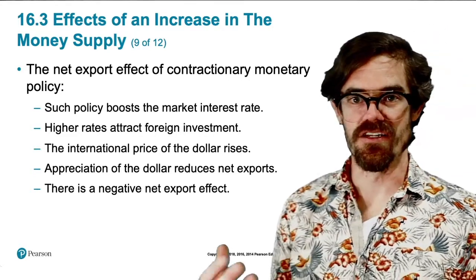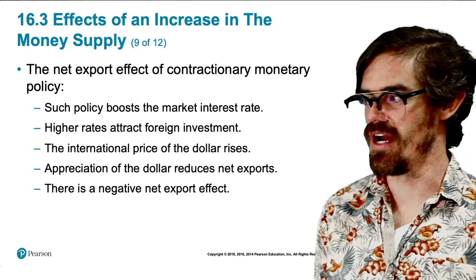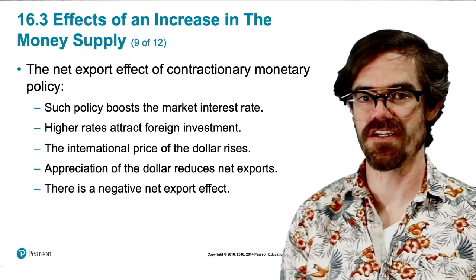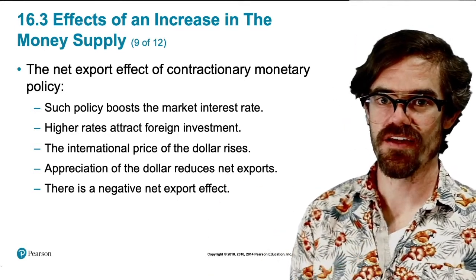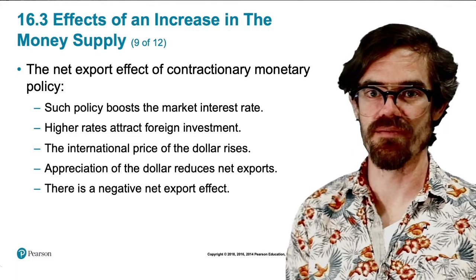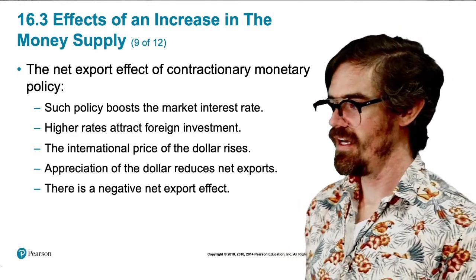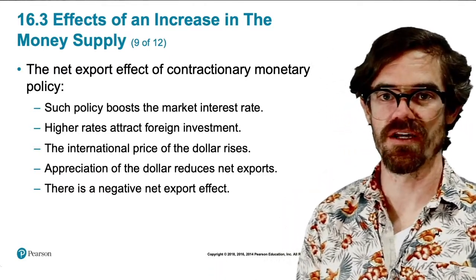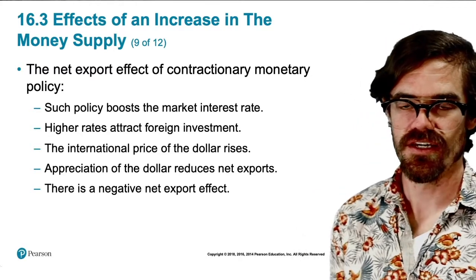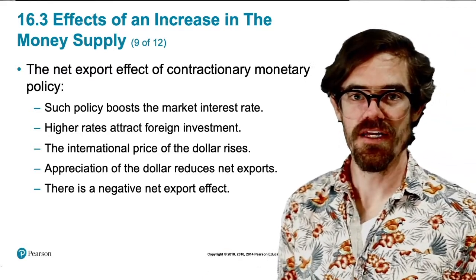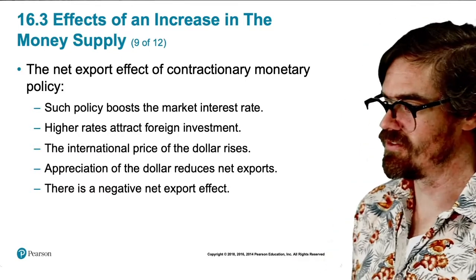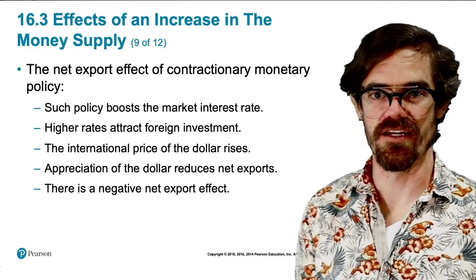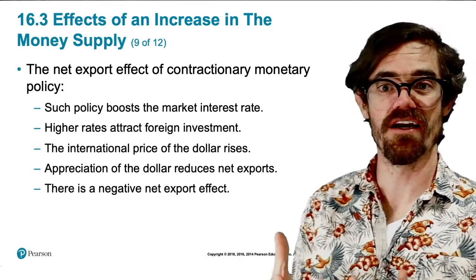Well, in turn, the higher interest rates also attract more investment from foreigners because they see that if they invest their money here in the United States, where we have now higher interest rates, they can get more return on their investment. And as a result, the international price of the dollar goes up, right? The dollar becomes stronger as a result of this. And when the dollar becomes stronger, it makes our goods more expensive, right? So another way of saying that the dollar becomes stronger is that we say that it appreciates. It goes higher in value.